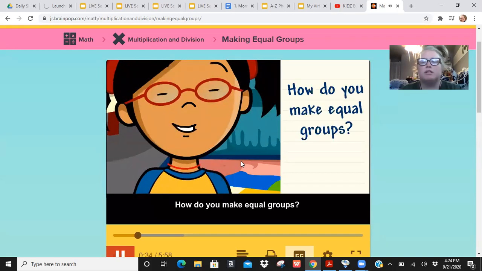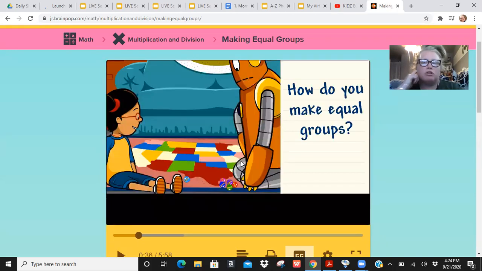Okay, boys and girls, so Annie and Moby are trying to play marbles and they are supposed to get an equal amount of marbles. The same for Annie as for Moby. Right now, Annie has 1 marble and Moby has 1, 2, 3, 4, 5. 1 is not the same as 5. So she wants to know, how do you make equal groups?